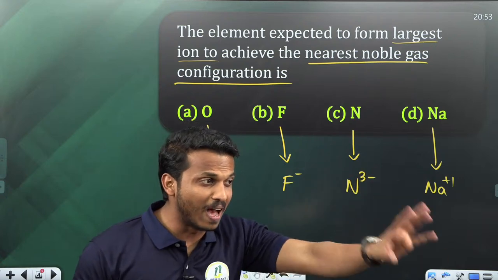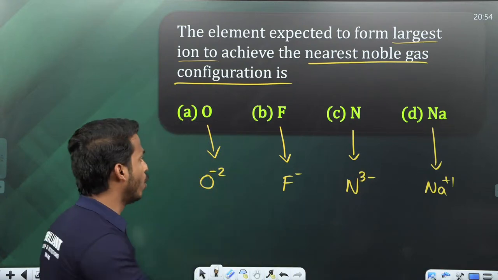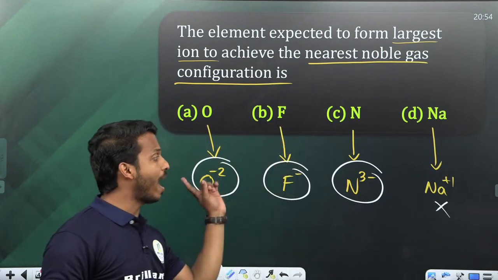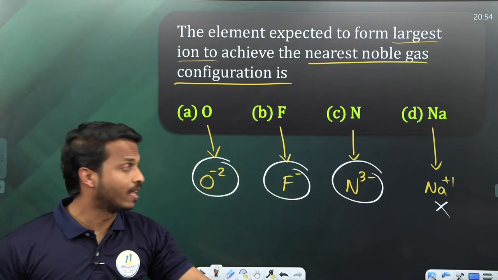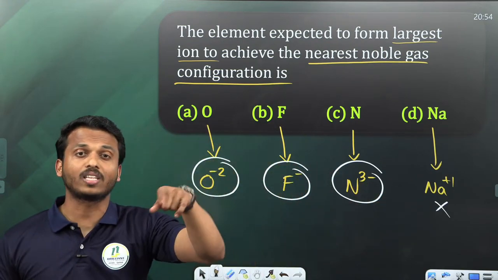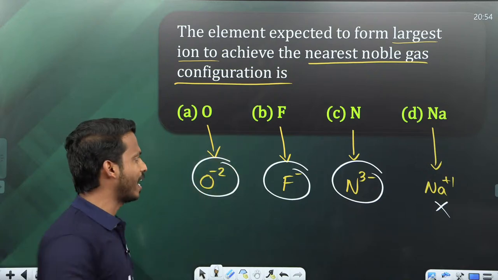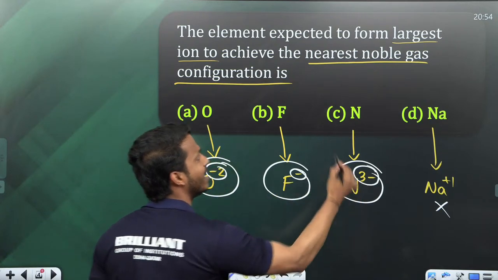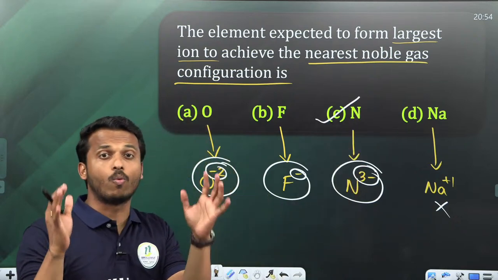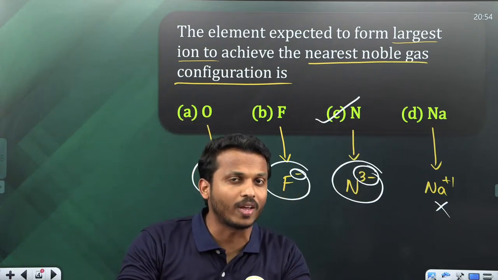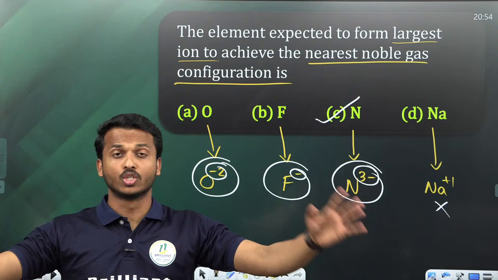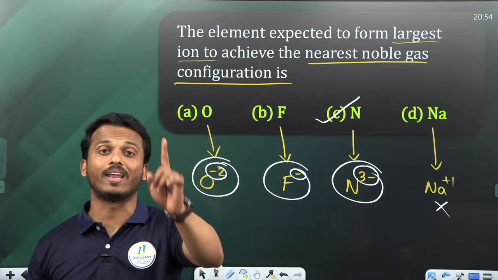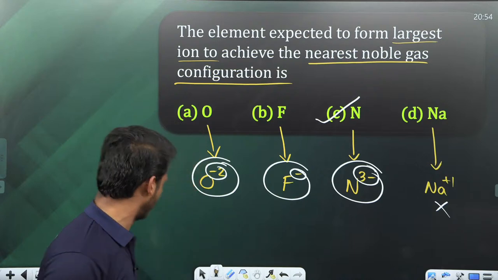Which ion is larger in size? You know, anion. These all are anions. This is a cation. Anions have greater size than cations, and the greater the charge on the anion, the greater the size. So which one has the greater charge? The greater charge is for N3 minus. Yes, nitrogen attains the noble gas configuration and is bigger in size. So the greater the charge on the anion, the greater the size. This is the 2023 NEET question that was asked.